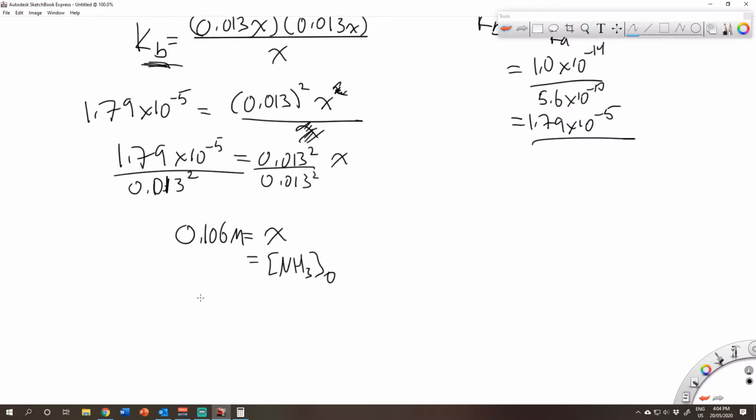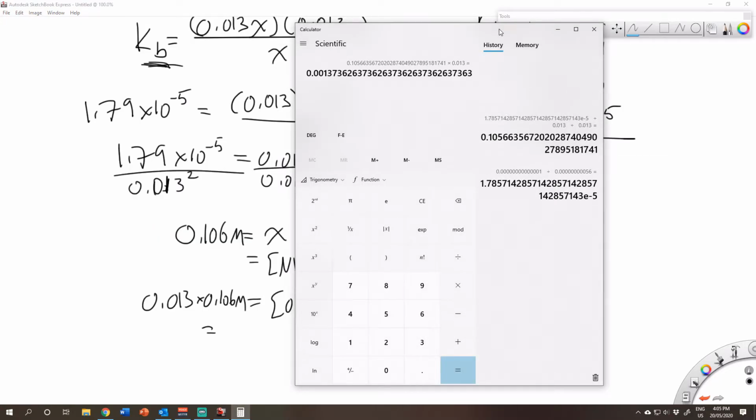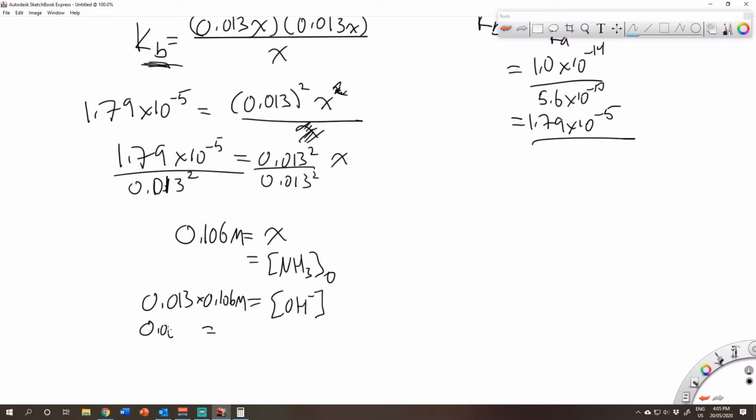And then the concentration of hydroxide is going to be 0.013 times 0.106 molar, which is 0.00137, or 0.0014. Your textbook might write it as 1.4 times 10 to the negative 3 molar. There you go.